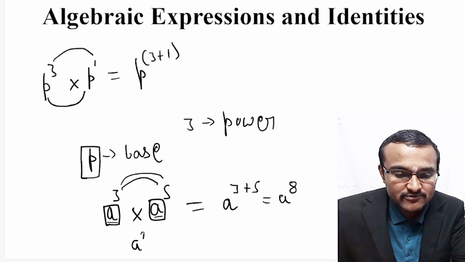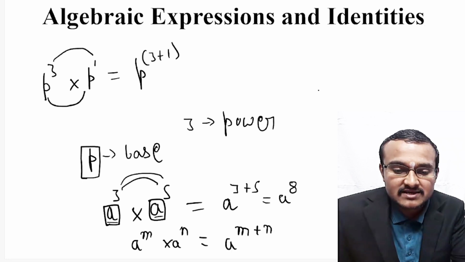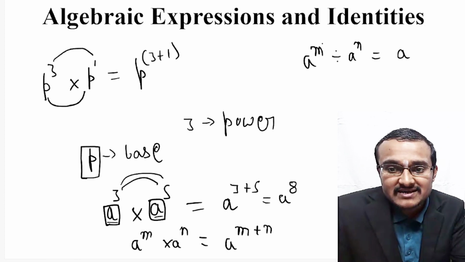Generally, if you want to write a formula for this, it will be a power m into a power n. Here the base is the same, so you can add the powers. That is a power m plus n. Similarly, if you have a power m divided by a power n, then also you write the a as it is, but here you perform subtraction between the powers, that is m minus n.